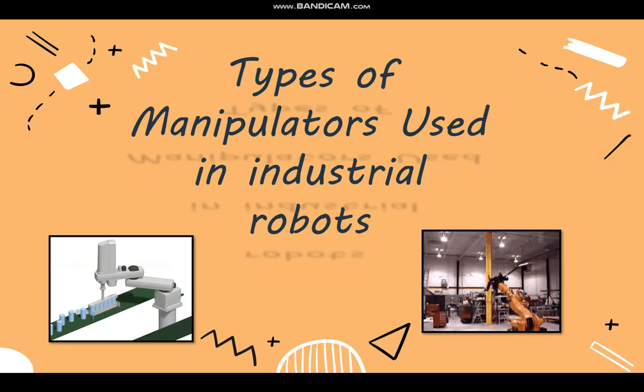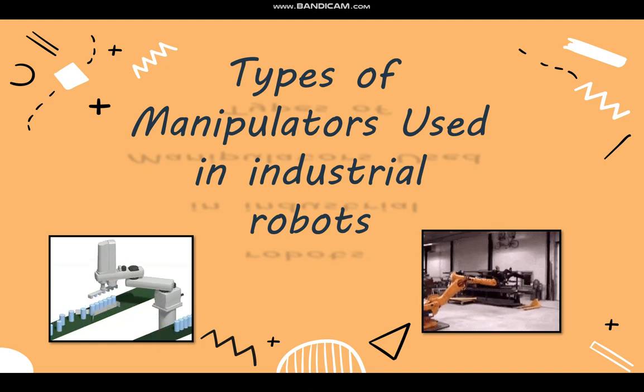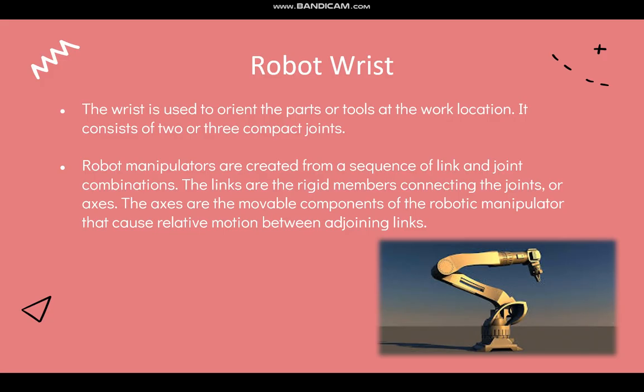Now, types of manipulators used in industrial robots. Robot wrist. The wrist is used to orient the part or tools at the work location. It consists of 2-3 compact joints. Robot manipulators are created from a sequence of link and joint combinations. The links are rigid members connecting the joints or axes. The axes are movable components of the robotic manipulator that cause relative motion between adjoining links.